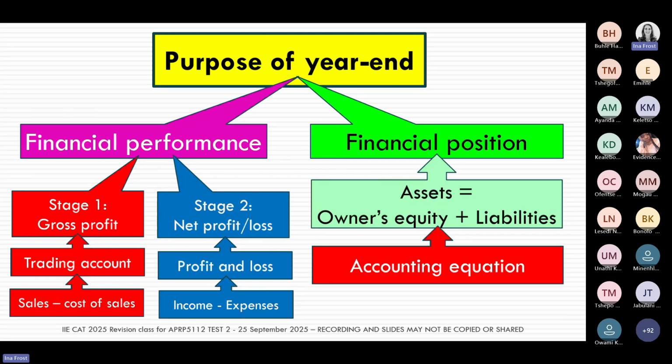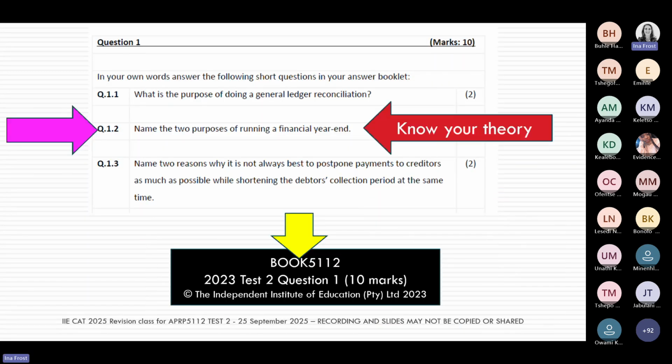Now, again, I'm just going to show you from the book 5112 past papers, types of learning unit 4 questions. And here again, you can see in 2023, we actually asked a theory question to the students, and we asked them to name the two purposes of running a financial year.